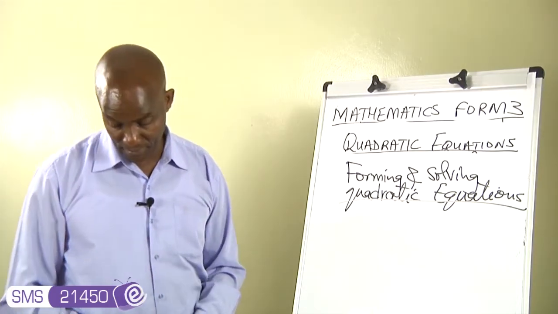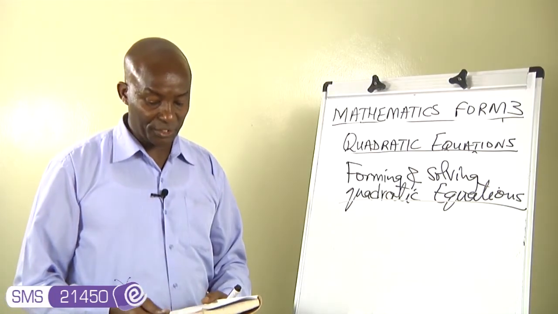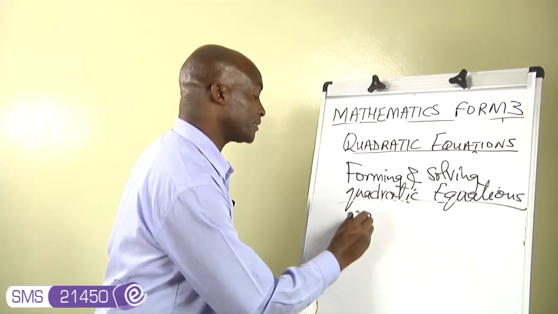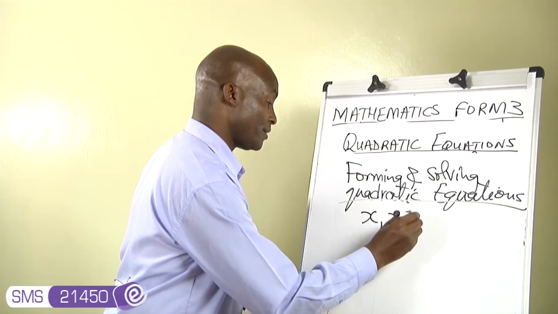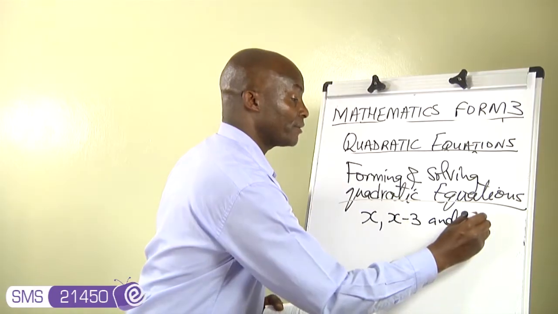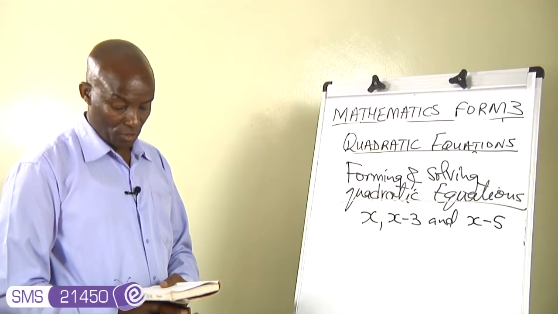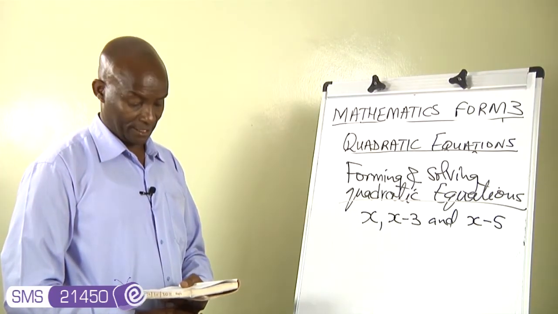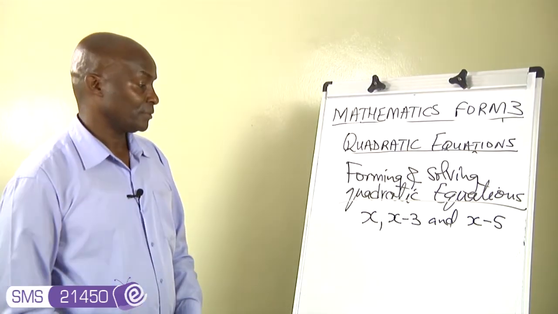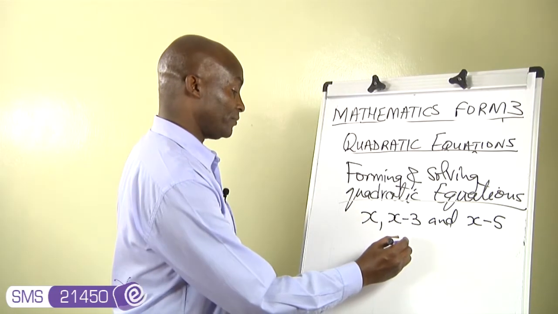Here is an example. You are given that the lengths in centimeters of a right-angled triangle are x minus 3 and x minus 5. Use Pythagoras theorem to write down an equation in x. Solve the equation to find the lengths of the sides of the triangle. So the lengths are x, x minus 3, and x minus 5.